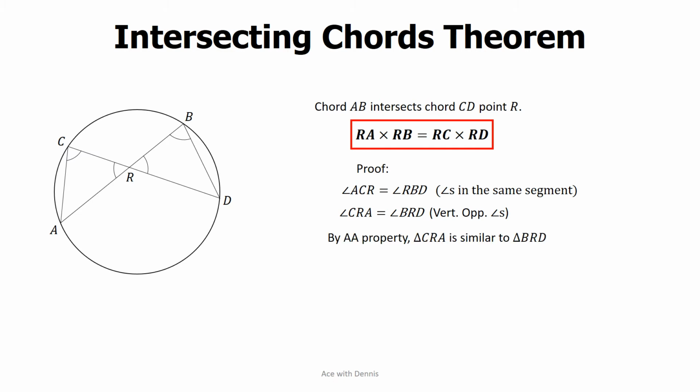So by the AA property, triangle CRA is similar to triangle BRD. Therefore, we can form the ratio of the sides RA over RD equals RC over RB. Then we cross multiply, and we get RA times RB equals RC times RD.